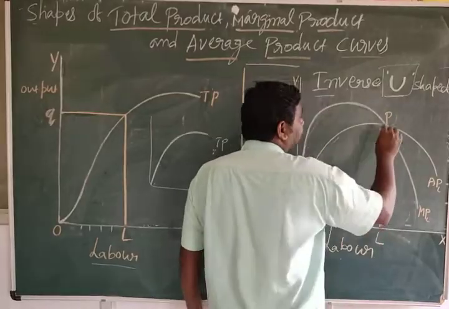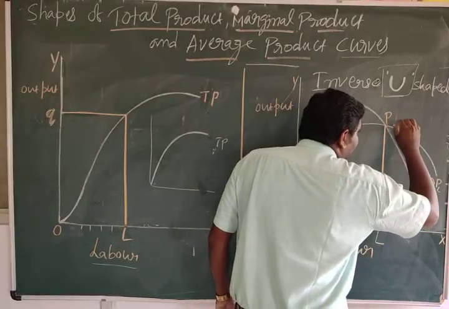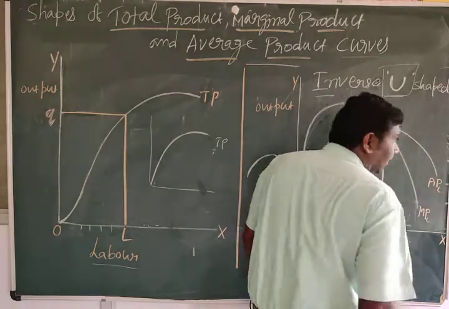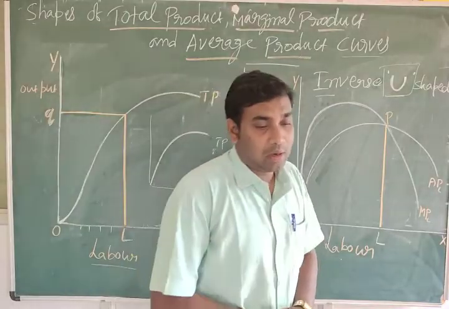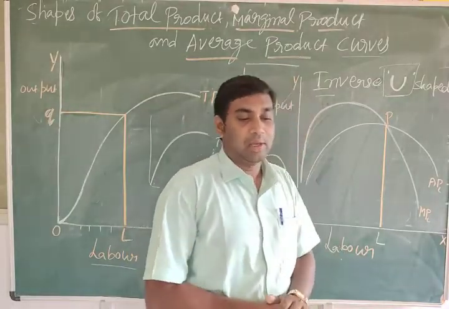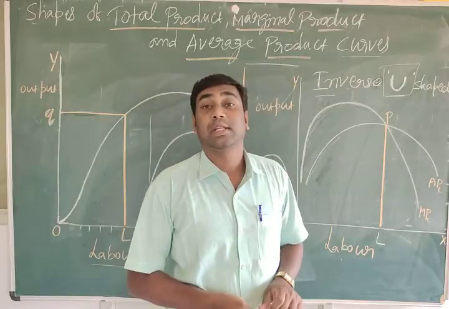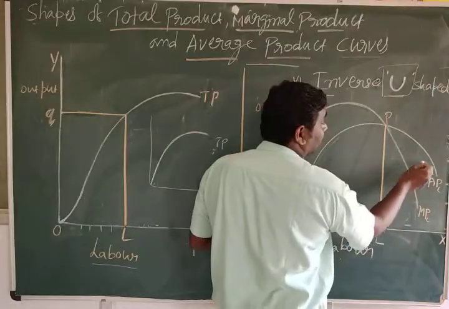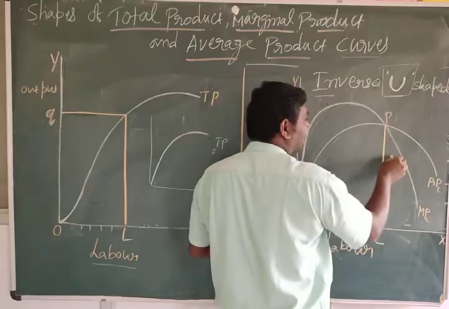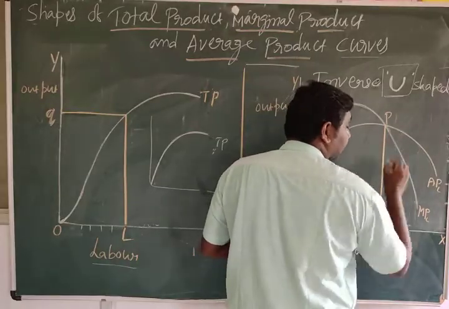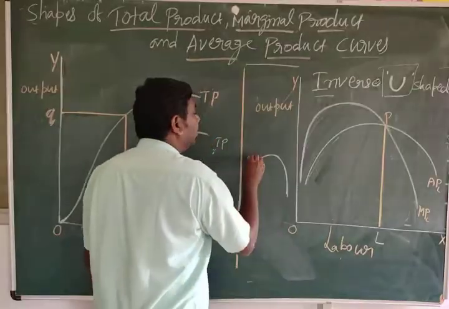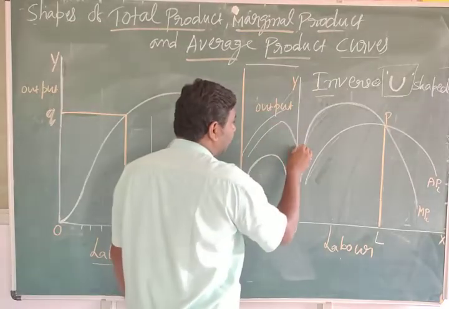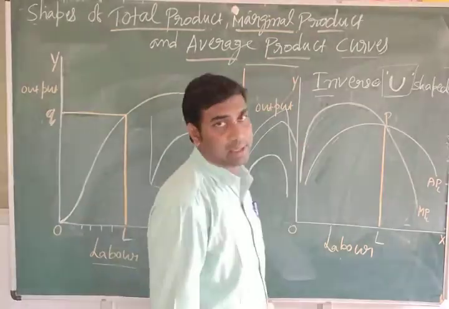When the average product decreases, marginal product is less than that. Once marginal product has fallen, it becomes less than AP. When marginal product starts declining, it will be less than the average product. Whenever AP increases, marginal product is more than this. When the AP declines, marginal product is less than this.